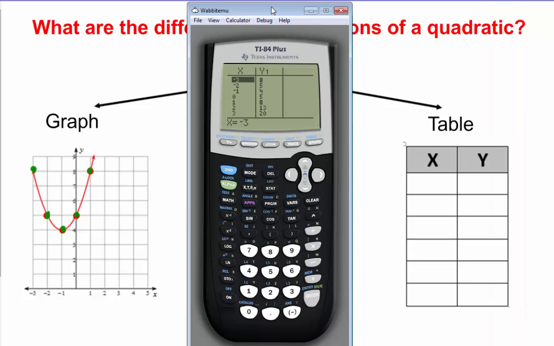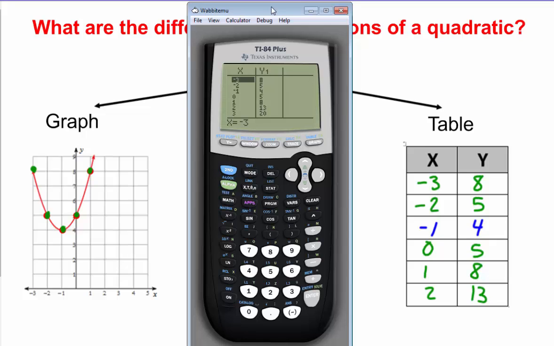And then the other thing I would like you to do is we are going to add these points into our table. So we have the point negative 3, 8. We have the point negative 2, 5. We have the point negative 1, 4, which is special because it's our vertex. We have the point 0, 5. And we have the point 1, 8. We have another blank spot so we can fill it in with the next point, which is 2, 13.